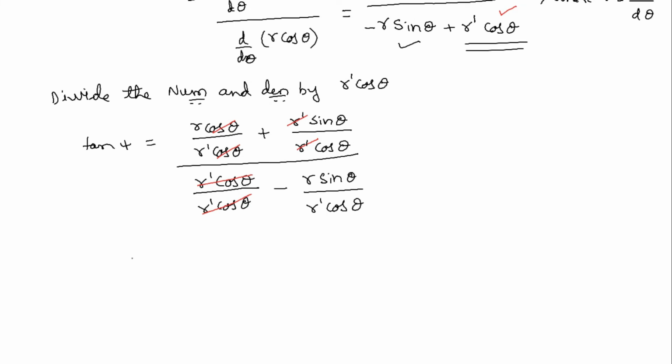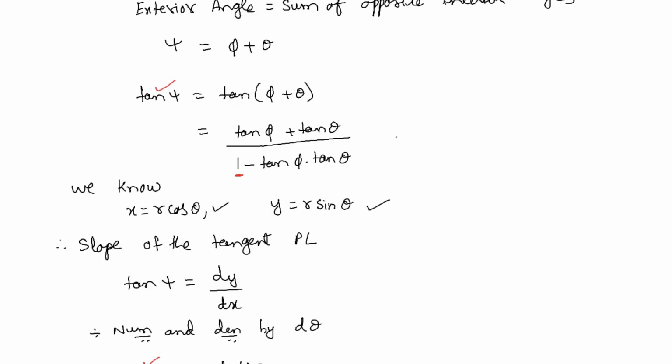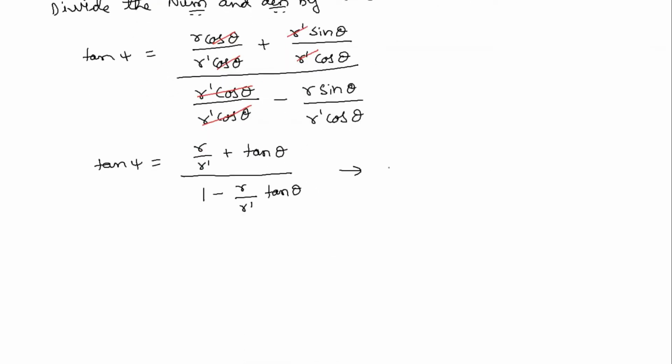We get the value of tan psi to be equal to r by r' plus sin theta by cos theta, which will be tan theta. It is whole divided by the denominator, which is 1 minus r by r', I'll write separately, into sin theta by cos theta, which will be tan theta. This tan psi value that I got earlier, I'll take as equation number 1 so that you can compare it with the present value. So let me take this as equation number 2.